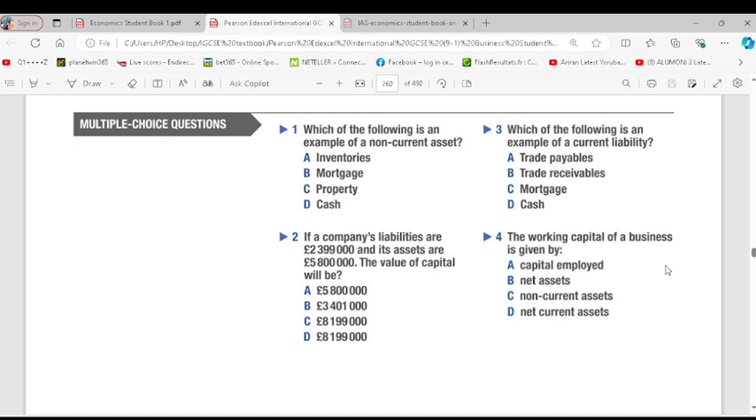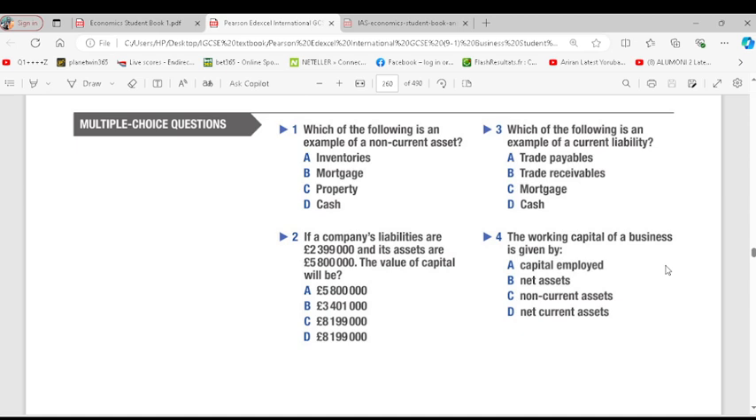It's not going to stay in a fixed position for a long period of time. Yes, for a long period of time. Question 2. If a company's liabilities are 2,399,000 and its assets are 5,800,000, what is the value of capital?